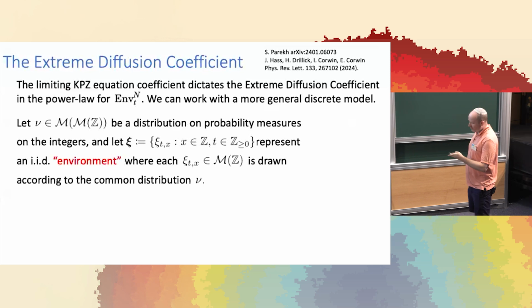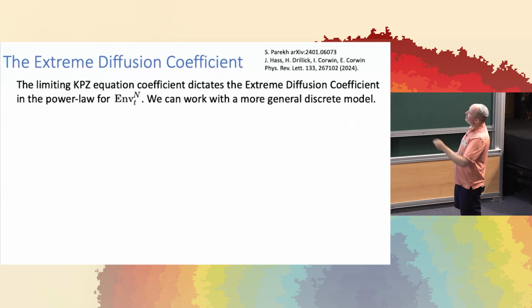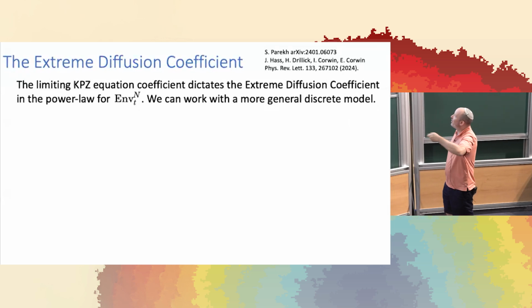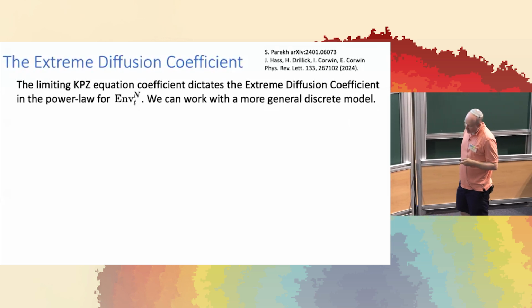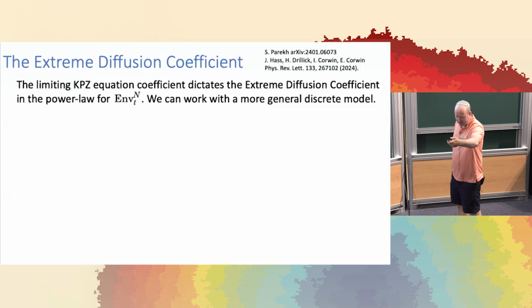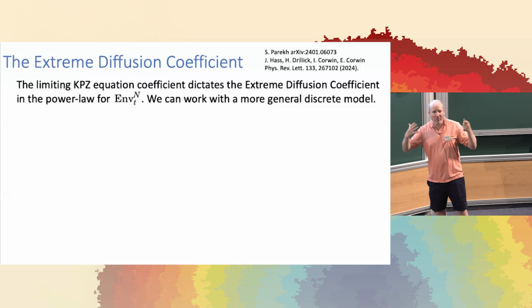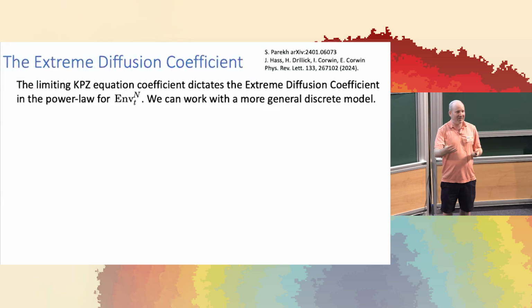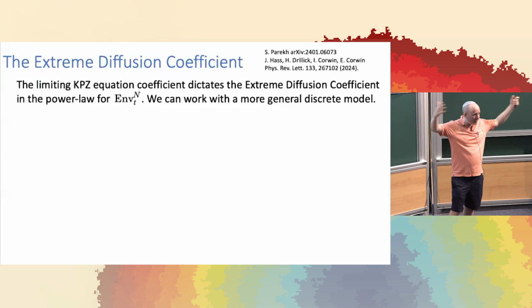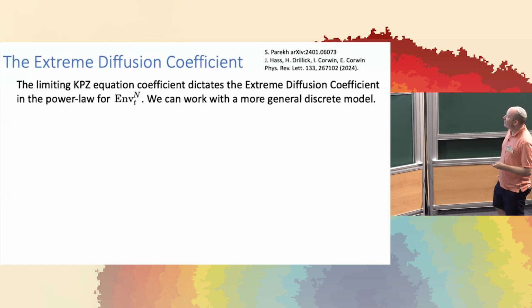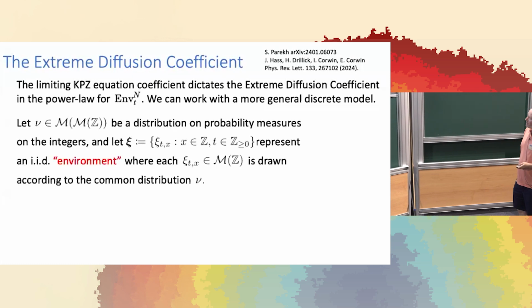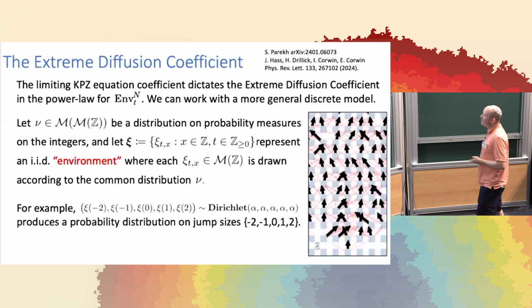So first of all, we saw that the limiting coefficient in this KPZ or stochastic heat equation is what dictates the diffusion, this extreme diffusion coefficient. I haven't gone through the details of that. But somehow the discrete model of going left and right by plus or minus 1 doesn't tell us really what that coefficient means physically. There's not enough space to really see what it means. So that's what I want to flesh out here in this much more general example.